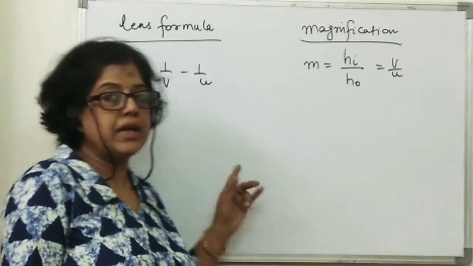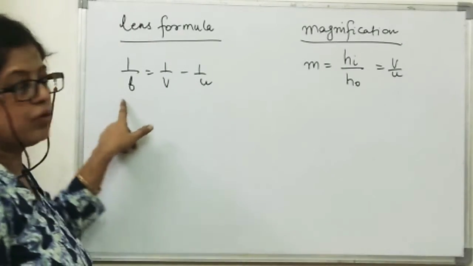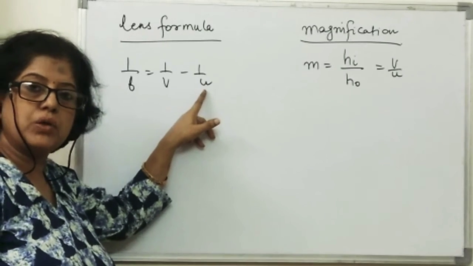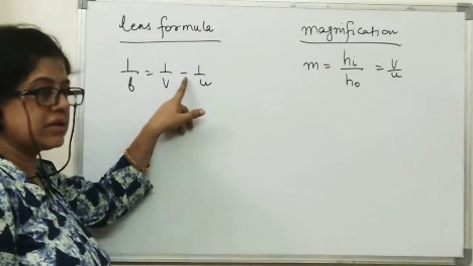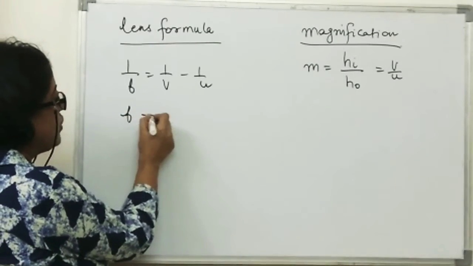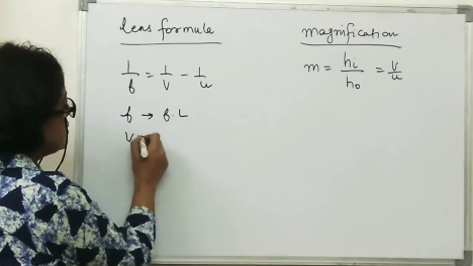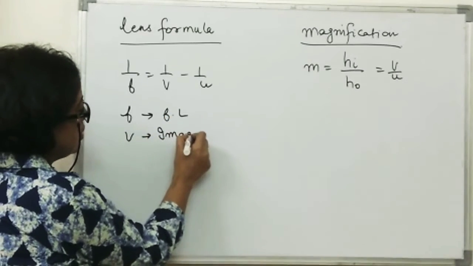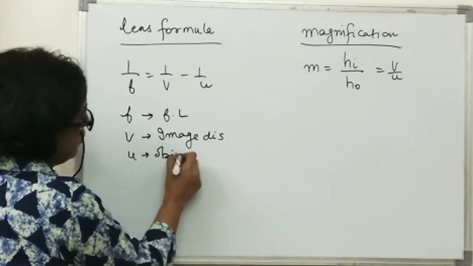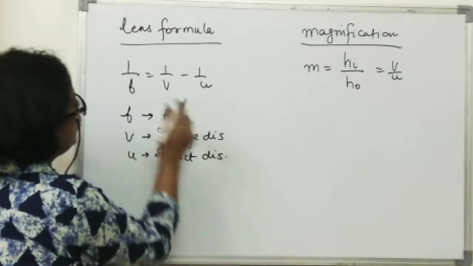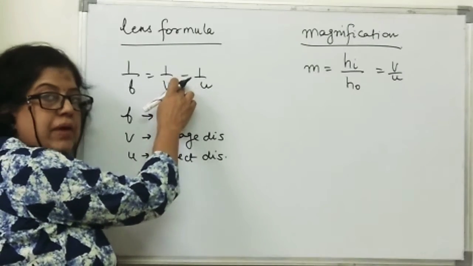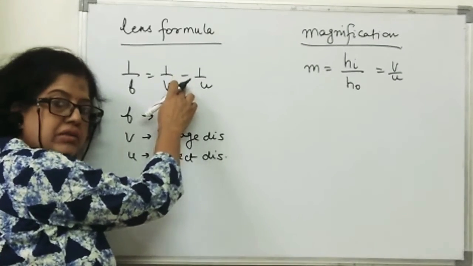Now we are going to talk about the lens formula. And the lens formula is 1 by f is equal to 1 by v minus 1 by u, right? So instead of plus, we have minus here, where f is the focal length of the lens, v is the image distance, and u is the object distance, fine? So this is the only difference. There is a difference of minus sign. In the mirror formula we have plus here, in the lens formula we have minus here.